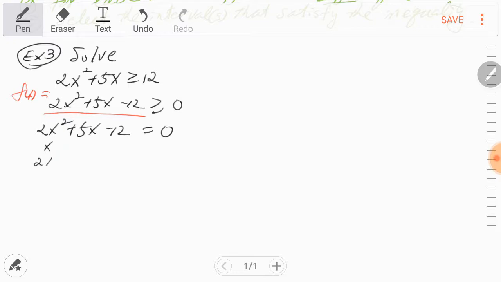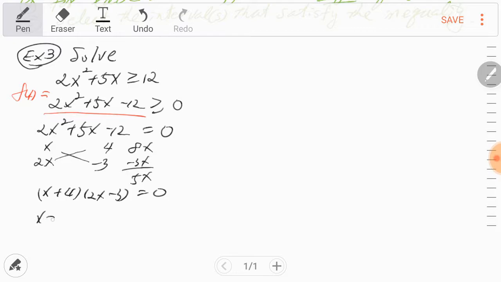Okay, so from here, let's find the combination. So x times 2x. 12 is 3 times 4, right? 4 times 3, and the minus sign here, then this is 8x minus 3x, sum is 5x. So the left side of the equation is the product of x plus 4 and 2x minus 3, which is equal to 0, then x equals negative 4 and 3 over 2. Set this binomial equal to 0 and this binomial equal to 0.